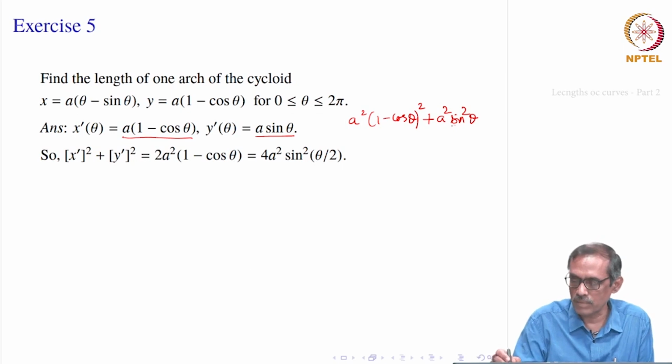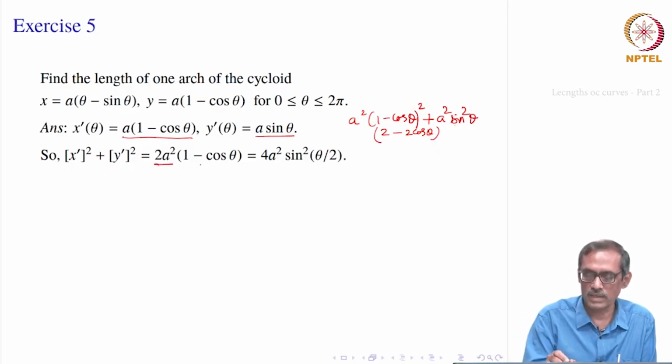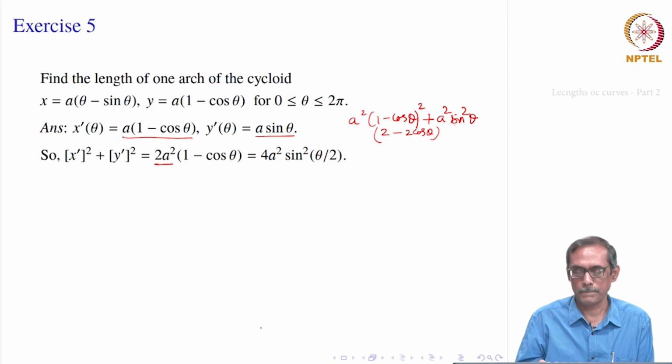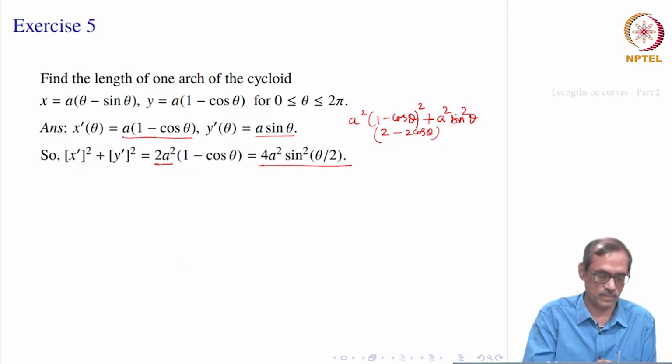So, cos square theta plus sin square theta gives you 1, and there is already 1. So, it is 2 minus 2 cos theta. So, this times a square. So, it is 2a square into 1 minus cos theta. We need its square root. So, better we express in terms of squares. So, that is 4a square into sin square theta by 2.